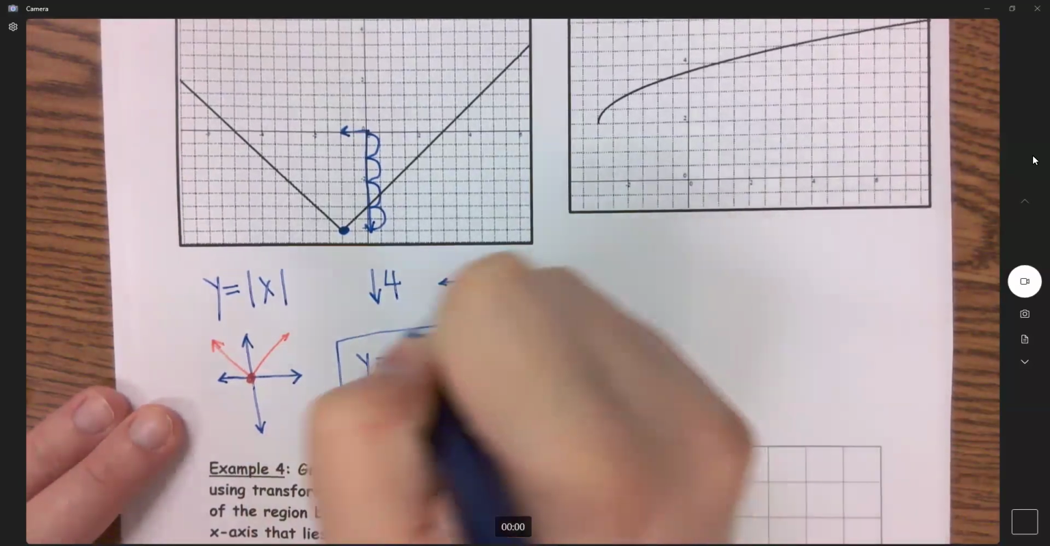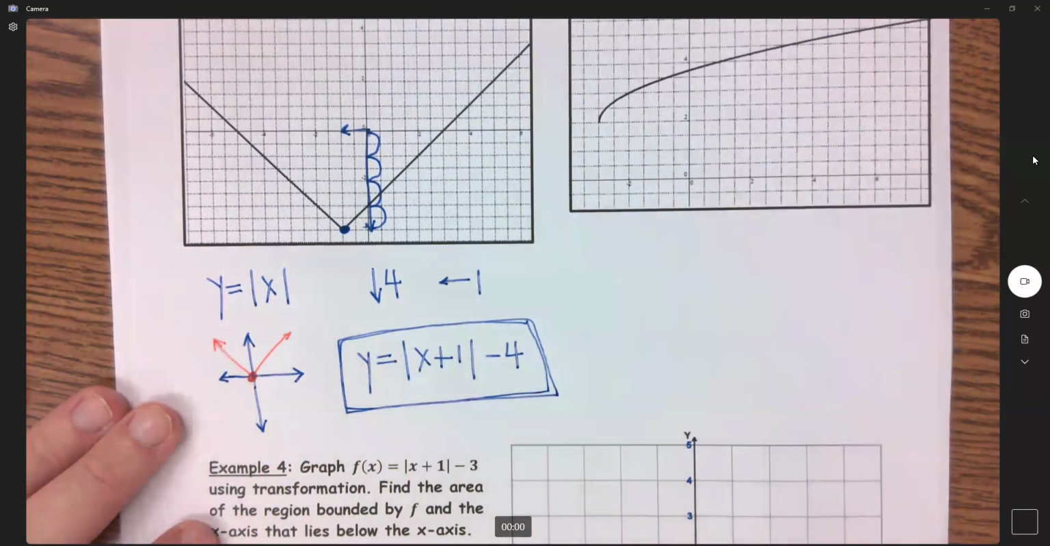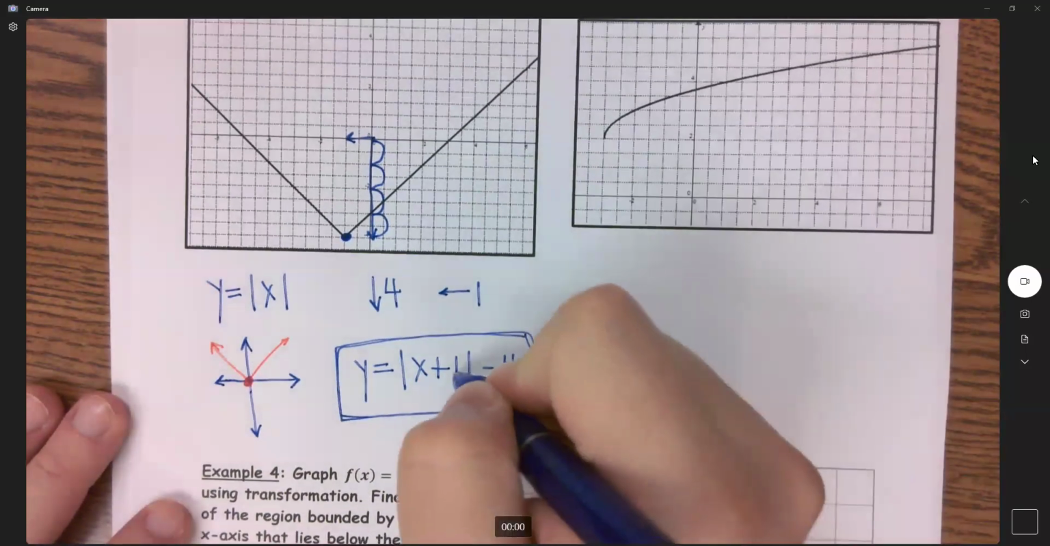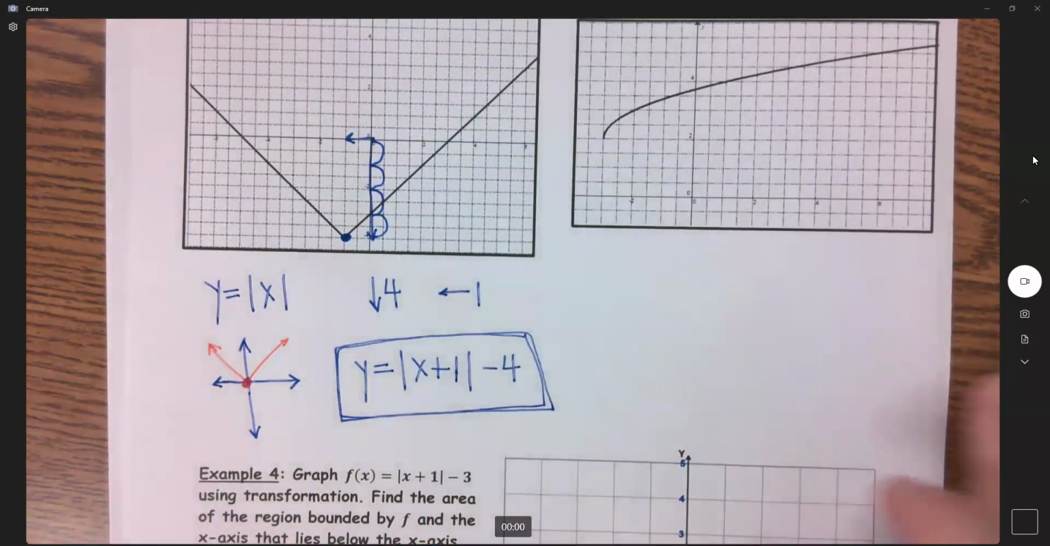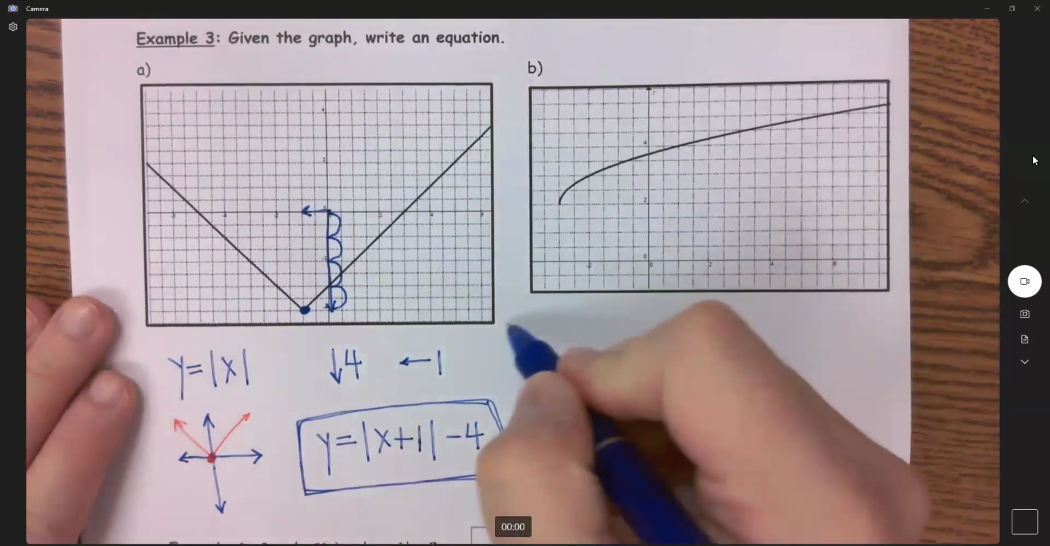Here is my equation. Right, trying again over here.